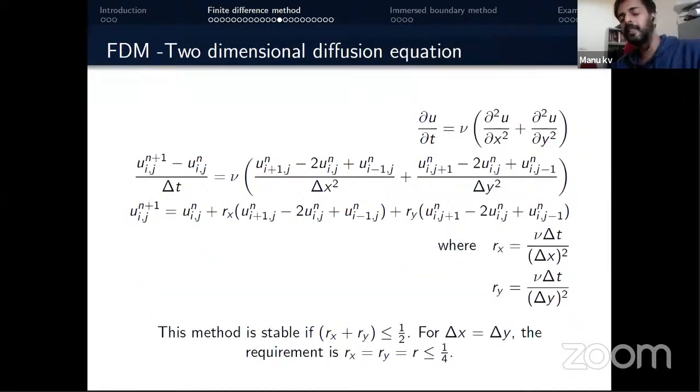Now let's look at the next step. We are looking at the two-dimensional diffusion equation. We can proceed in a similar way. Once we have written a code for one-dimensional schemes, we can easily expand into the two-dimensional case by introducing a new subscript j. So j is the variation in the y direction.